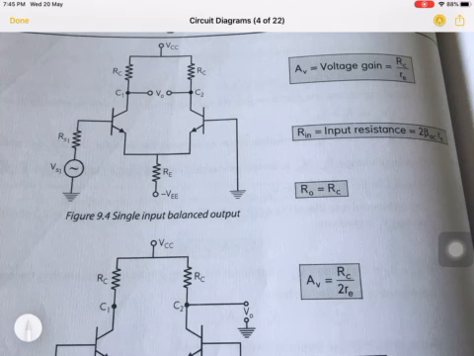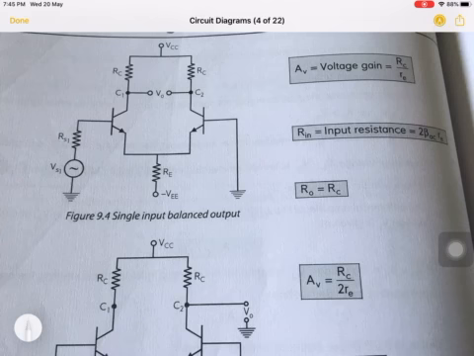So in this type, this is called single input balanced output. Now these are the different forms of circuit. In op-amp, generally balanced input and balanced output configurations are taken. However, in different types of questions, you may be asked this type of circuit, so you have to identify what type of circuit it is. So it is single input balanced output.